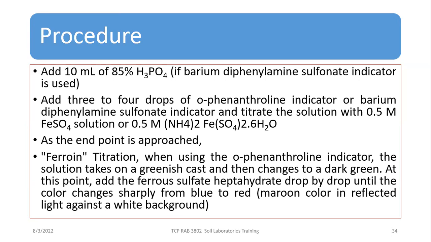As the endpoint is approached, ferroin titration: when using the ferroin indicator, the solution takes a greenish cast and then changes to dark green. At this point, add the ferrous sulfate heptahydrate drop by drop until the color changes sharply from blue to red, a maroon color in reflected light against a white background.